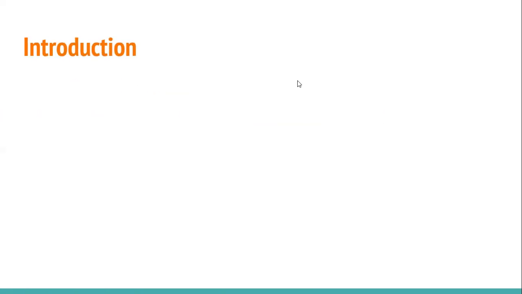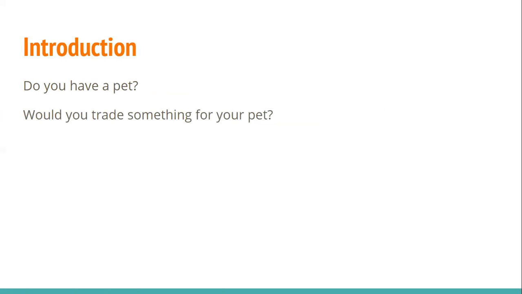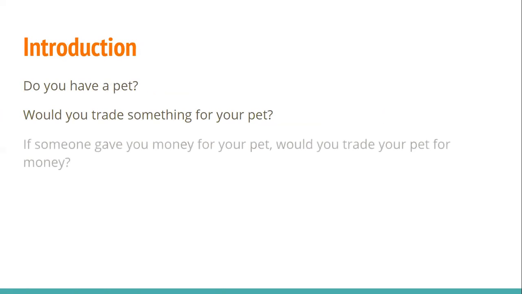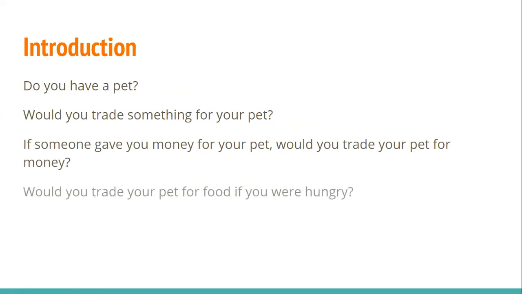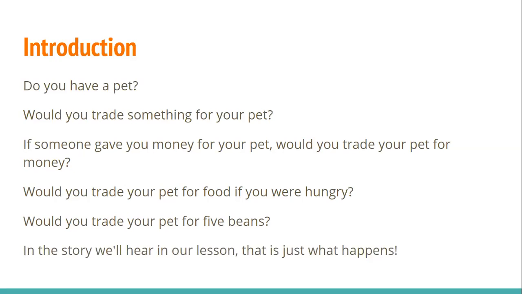So let's go through an introduction. This will help us get ready to think about trading and bartering. So, do you have a pet? Would you trade something for your pet? If someone gave you money for your pet, would you trade your pet for money? Would you trade your pet for food if you were hungry? Would you trade your pet for 5 beans? In the story we'll hear in our lesson, that is just what happens. I'm sure you're probably thinking about the story that we'll be reading, but stay tuned.